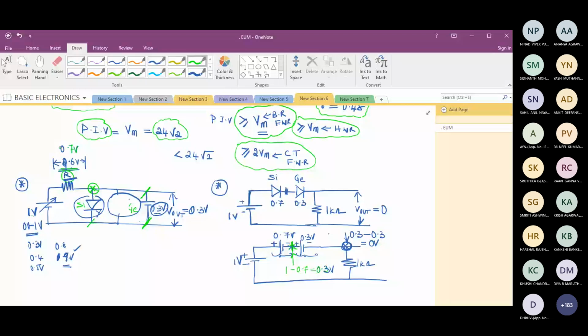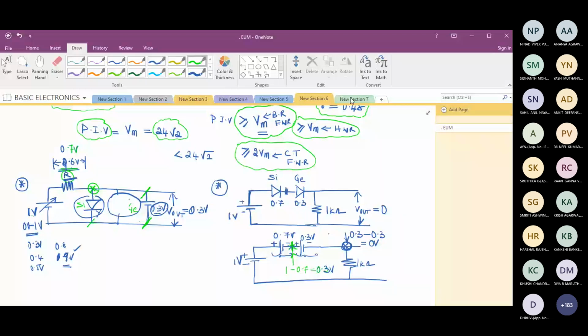Sir, suppose one voltage is 2 volts, so what will happen after that? Will both the diodes conduct? Okay. We'll have a discussion on this. The rest can try this.